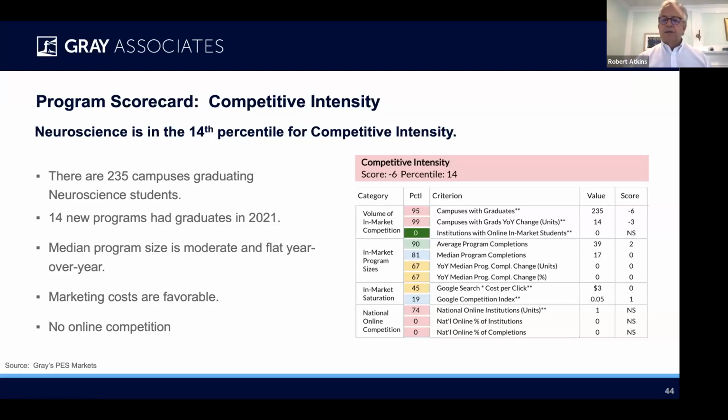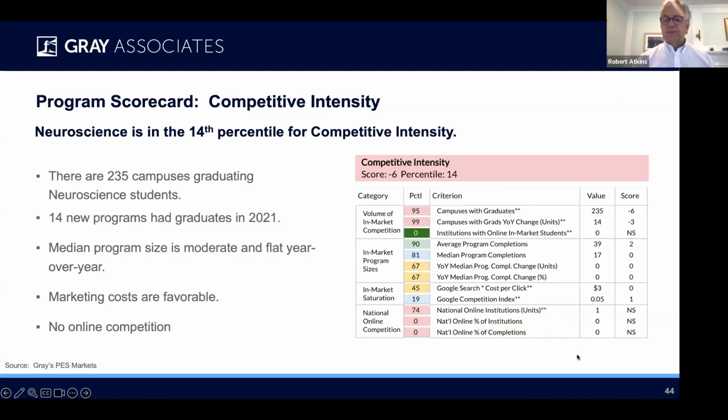And when I think about competition, my Google competitive indexes are both fine, 45th percentile, and then the Google competition index itself, 19th percentile. So not a super competitive program if you're trying to attract students using online marketing. And interestingly, it's not an online program yet. Only one institution offers it online.